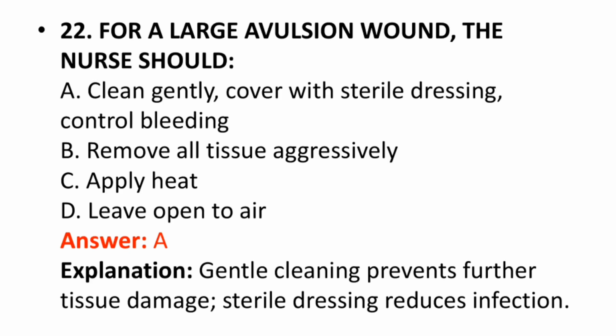For a large avulsion wound, the nurse should: option A, clean gently, cover with sterile dressing to control bleeding; option B, remove all tissue aggressively; option C, apply heat; option D, leave open to air. The correct answer is option A, clean gently, cover with sterile dressing, control bleeding. Gentle cleaning prevents further tissue damage. Sterile dressing reduces infection.